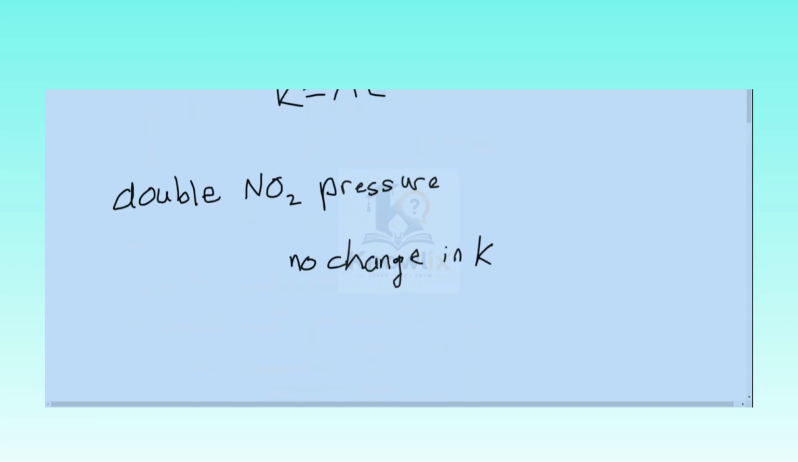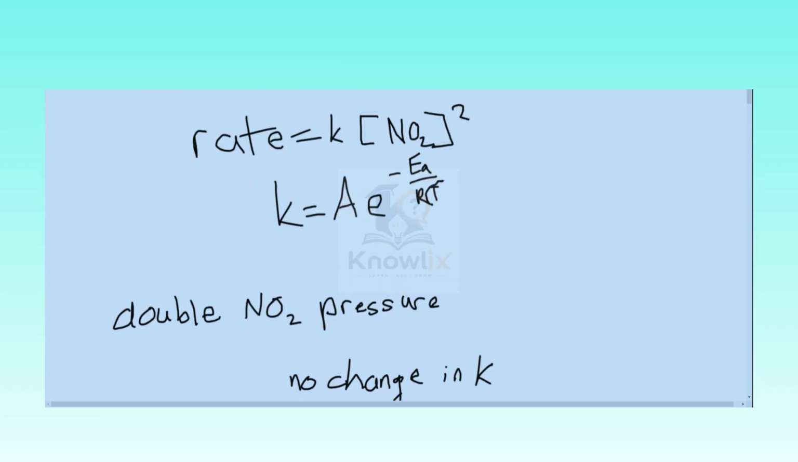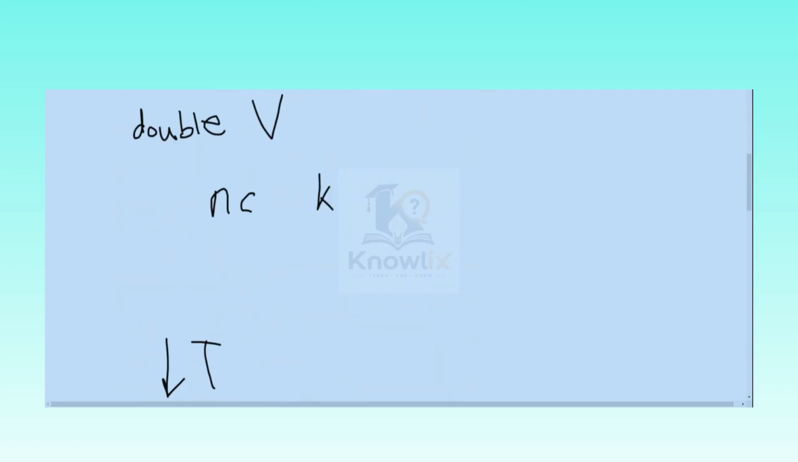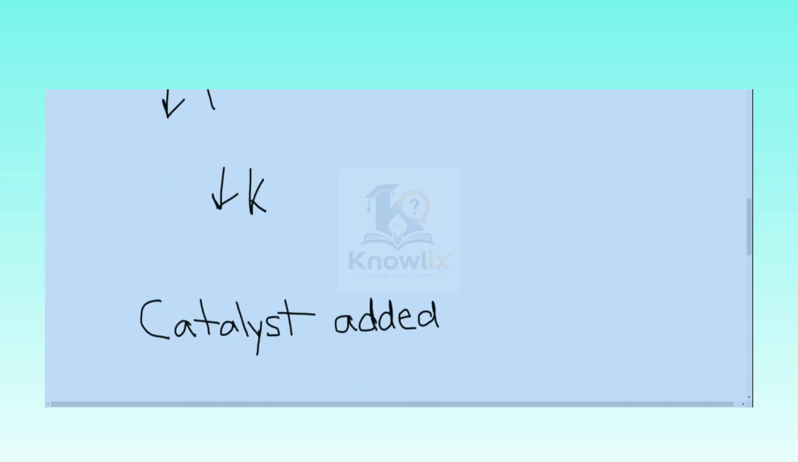Now let's take a look at a situation where we've decreased the temperature. Well, our K depends on temperature. We can see it right here. Decreasing the temperature would make this coefficient more negative and thus would lead to a decrease in K. So decreasing the temperature decreases the rate constant, and it decreases the rate.